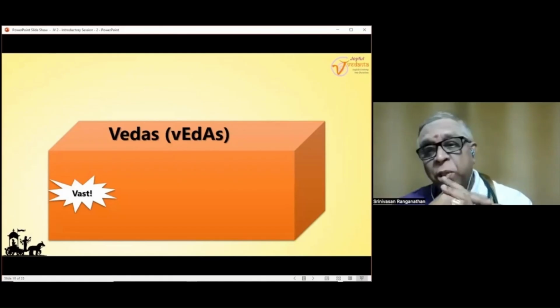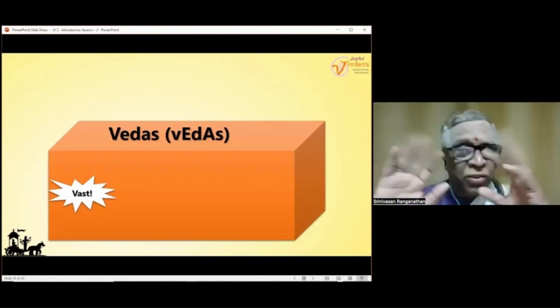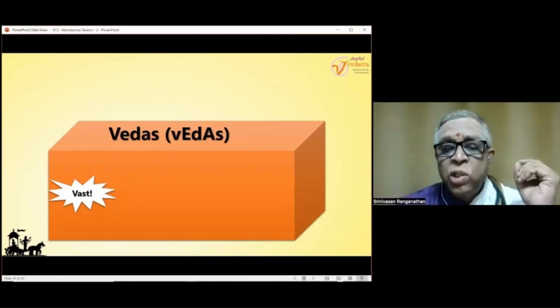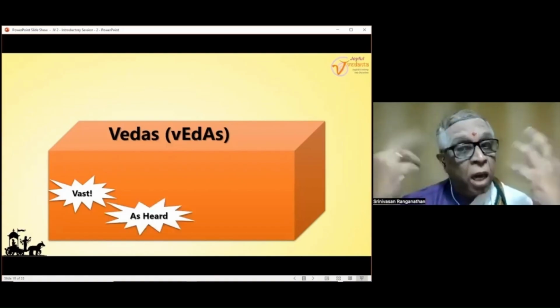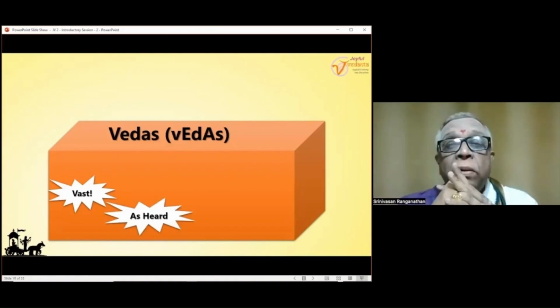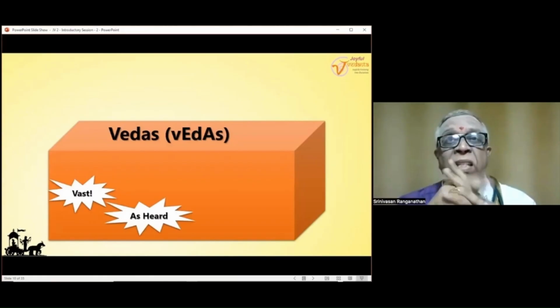So first of all, we must know that Vedas are too huge. It's vast, really vast. Second, it is as heard. No explanations are given. So whatever somebody said, you just wrote it down.